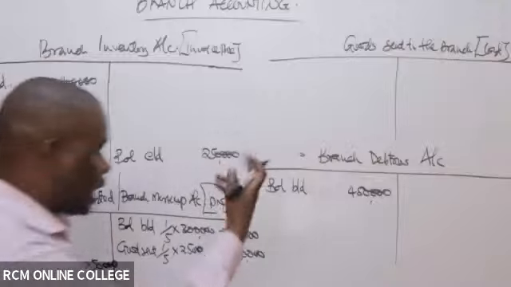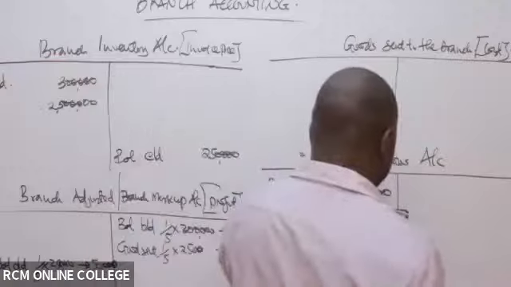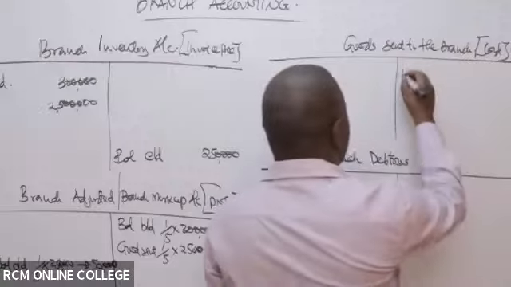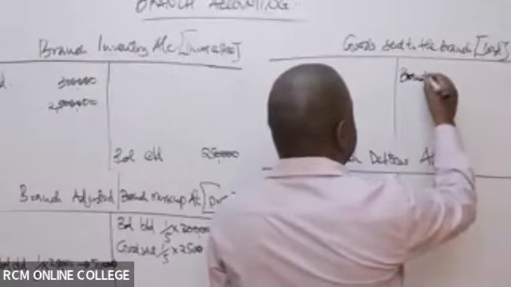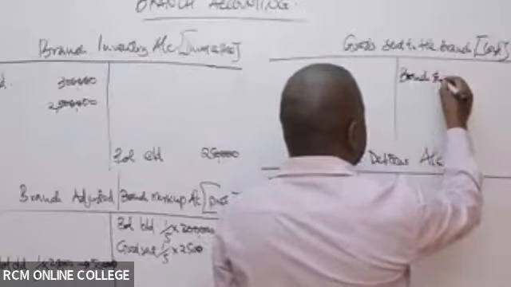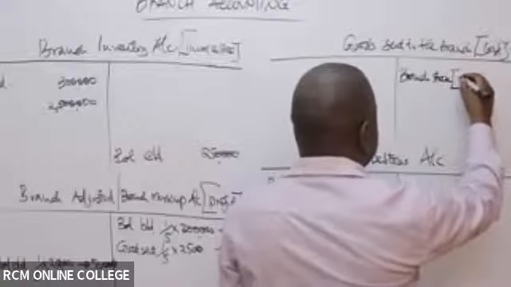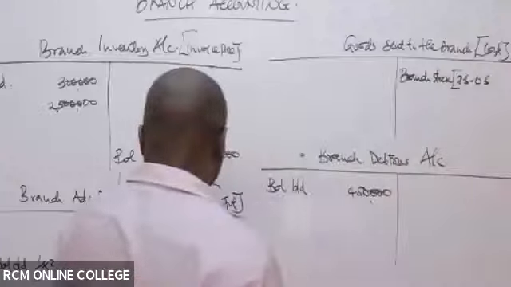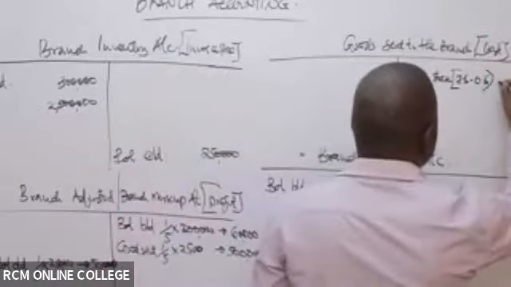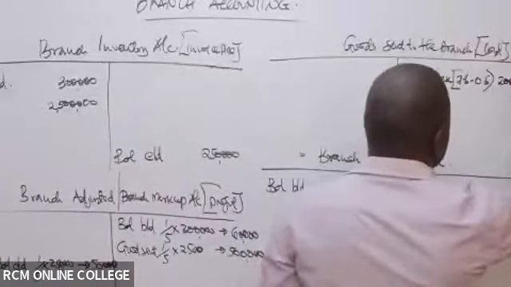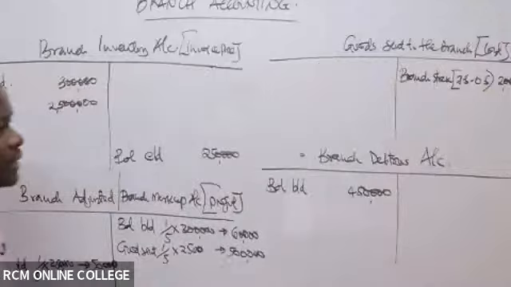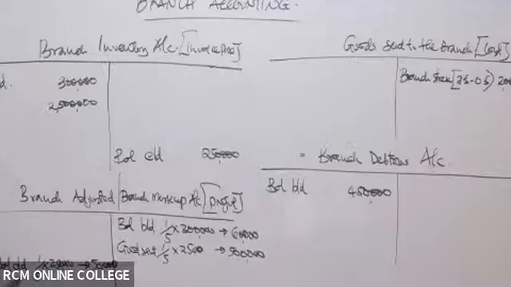So you come into the goods sent to the branch, and you credit it with that amount of 2 million. The branch stock that was received, you can say 2.5 minus 0.5, which gives you 2 million. And of course, you would have completed that entry.